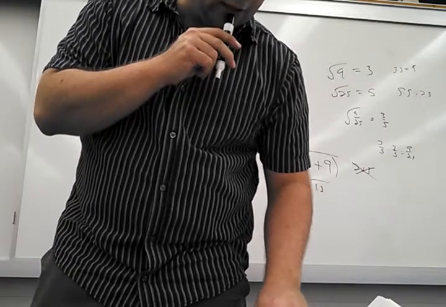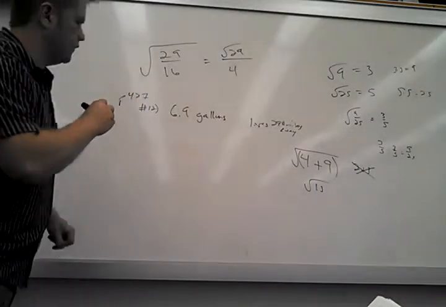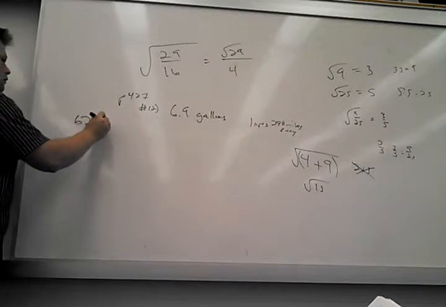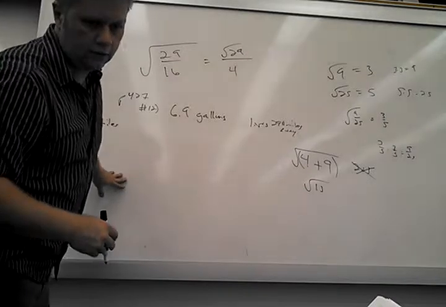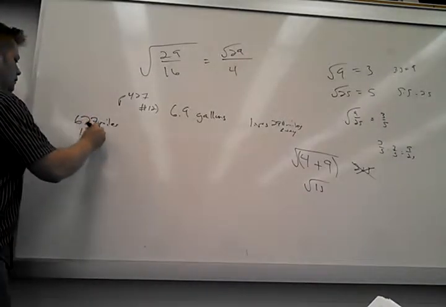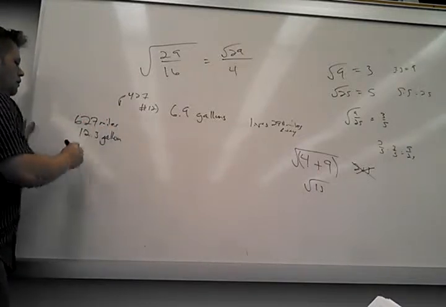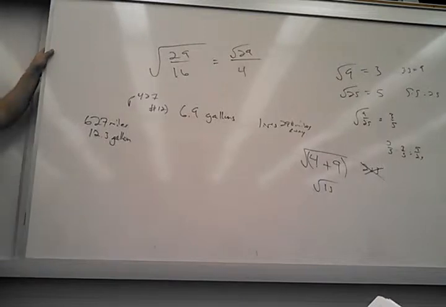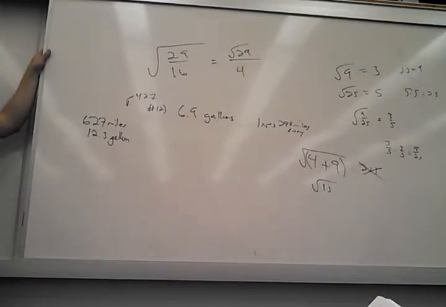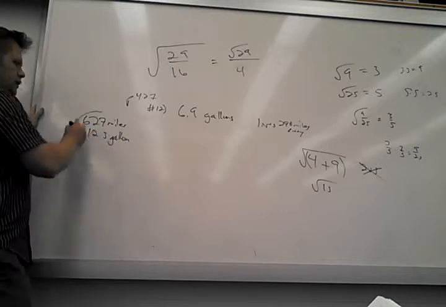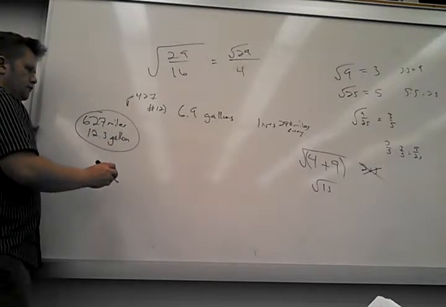A Honda, they tell you in the beginning, it averages 627 miles on a 12.3 gallon tank. Right, so they get pretty far. So how do I set up this problem? 6.9 miles. So what can I set up from this? What miles I'm talking about?